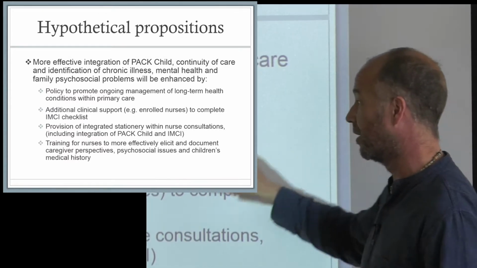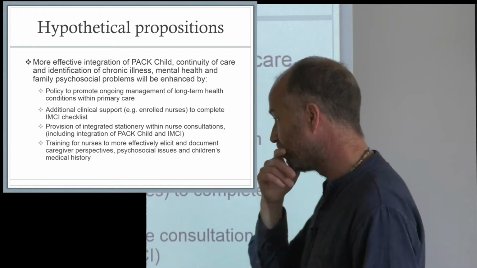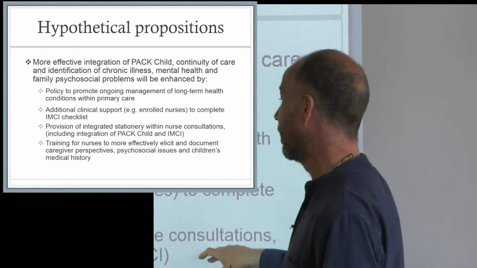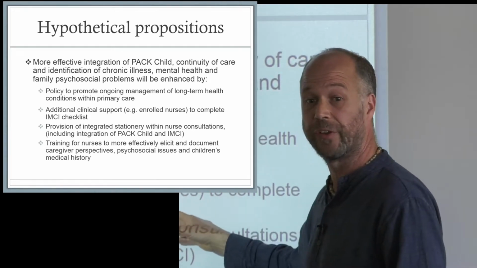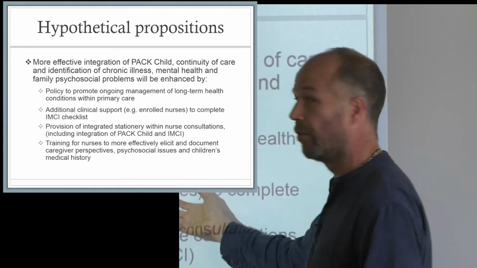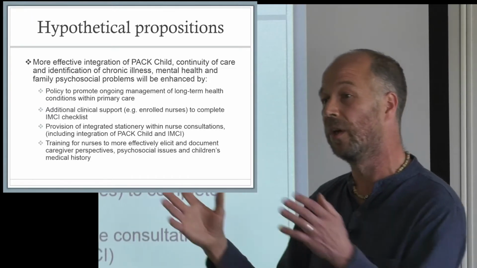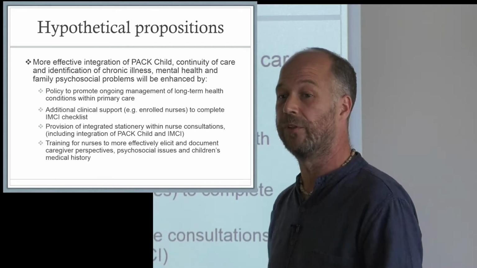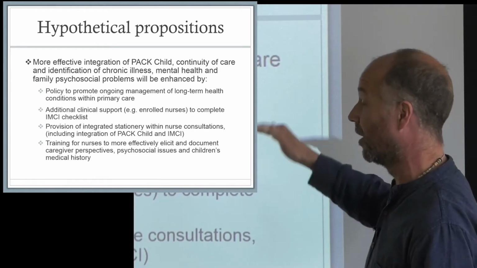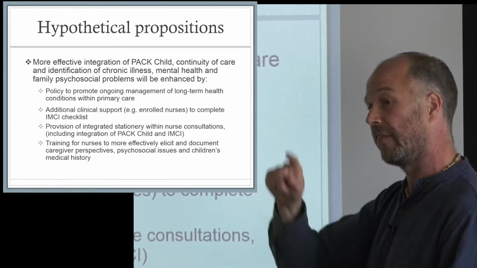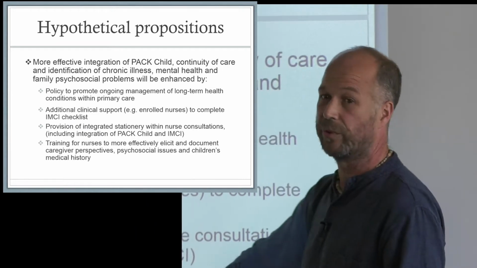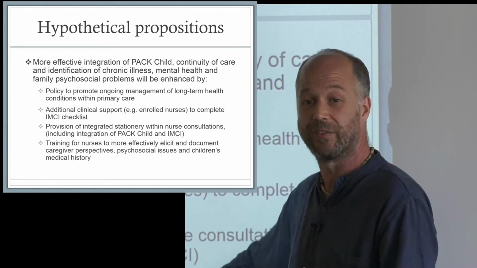Of course, there's a burden of paperwork that needs to be dealt with, and integrating different stationery, or you could draw on other members of staff to deal with some of the other stuff, such as IMCI. Maybe the enrolled nurses could tackle some of those questions, so the nurses in the consultation room can do much more of what Pact Child is trying to do. So these are interventions at different contextual levels that should have a consequential effect from the macro down to the micro. And of course, training is always part of these interventions.